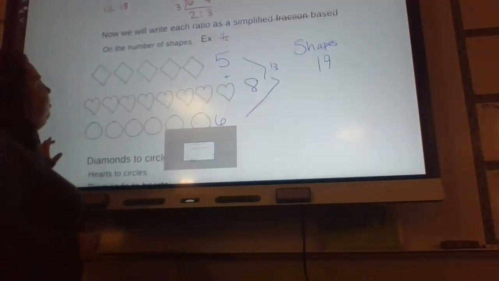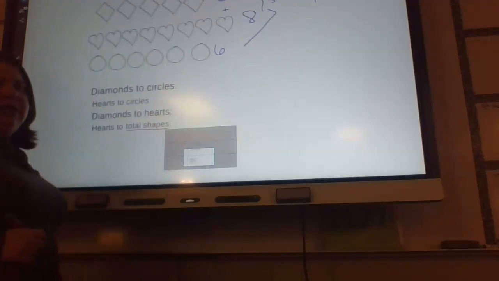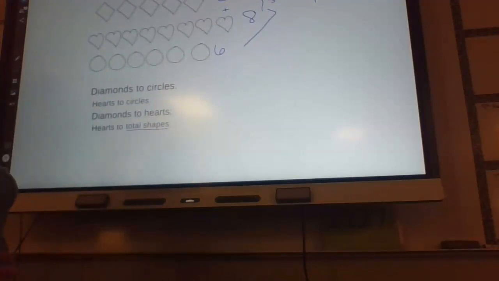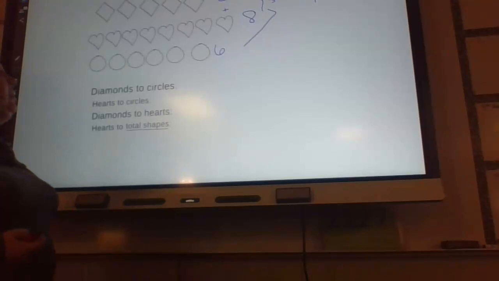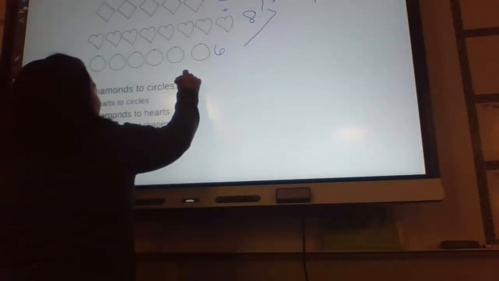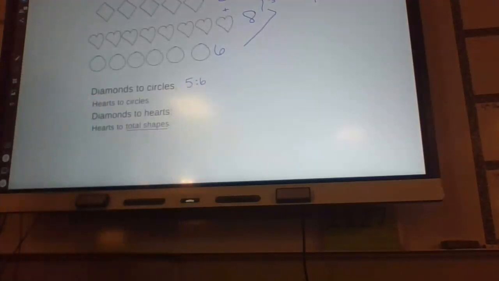Now it's really easy to do my questions. If I want the ratio of diamonds to circles, how many diamonds do I have? 5. How many circles do I have? 6. Can I reduce? Can I make these numbers smaller? No. They're 1 apart.